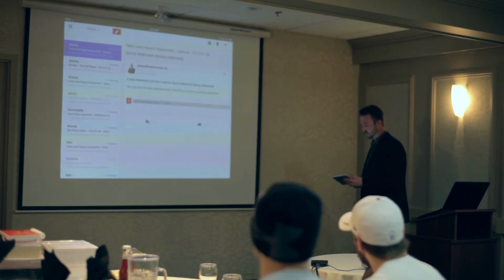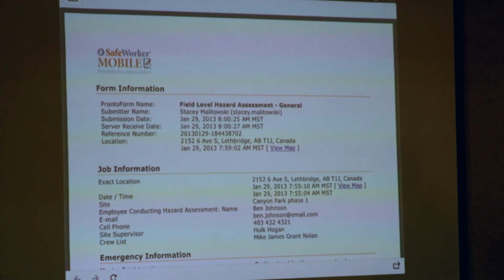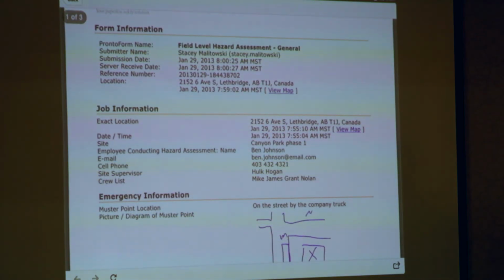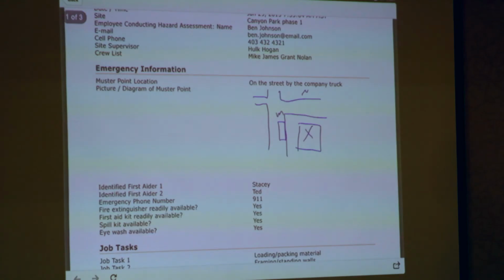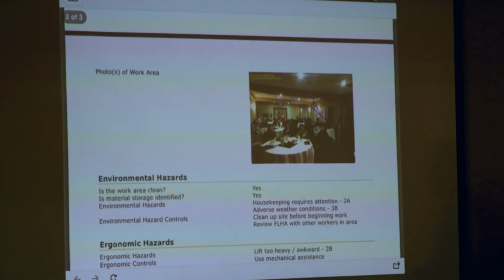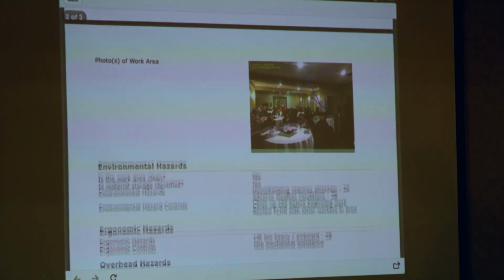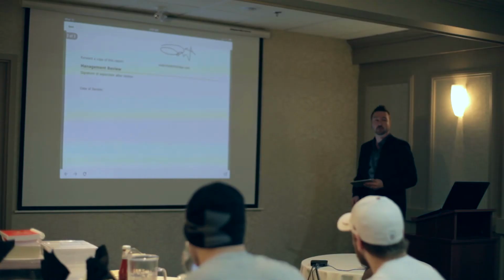So here it is. So we have some interesting information on here. I've told this form to tell me some information of when it was submitted, by whom, at what location. Notice my drawing is in there. We have all the information pertinent to the job or to the work that we're performing. We have our picture already in the report, and we see my signature.